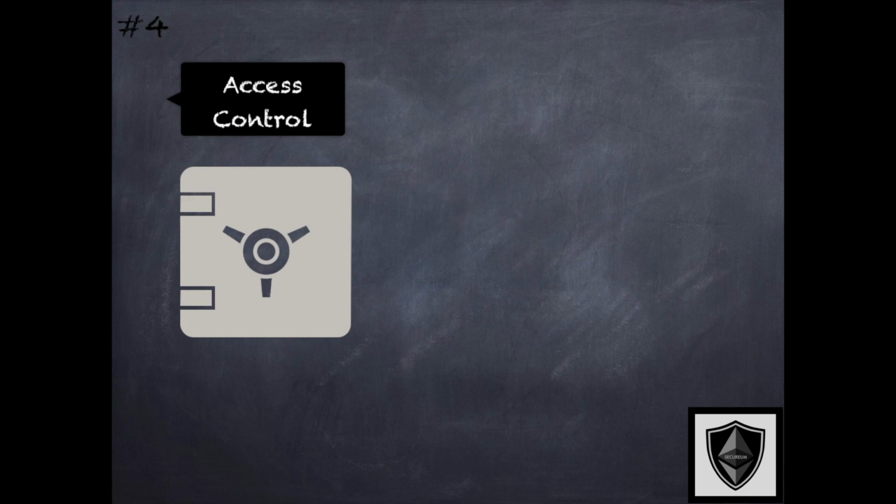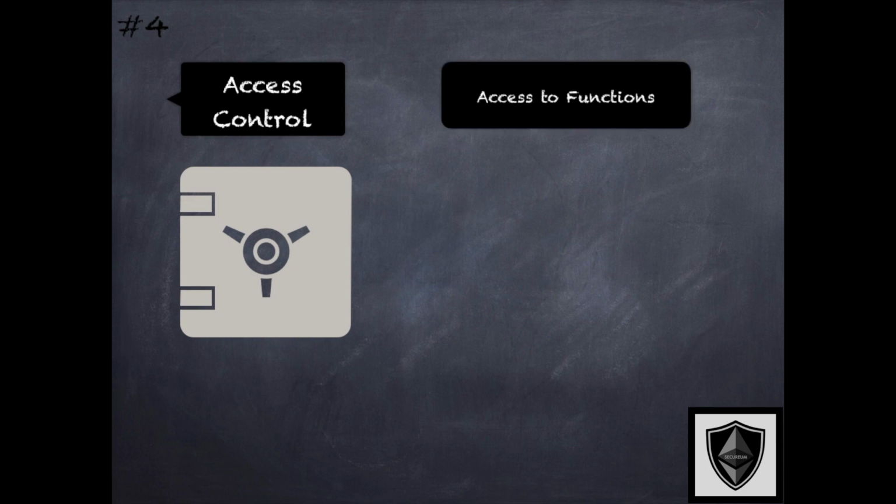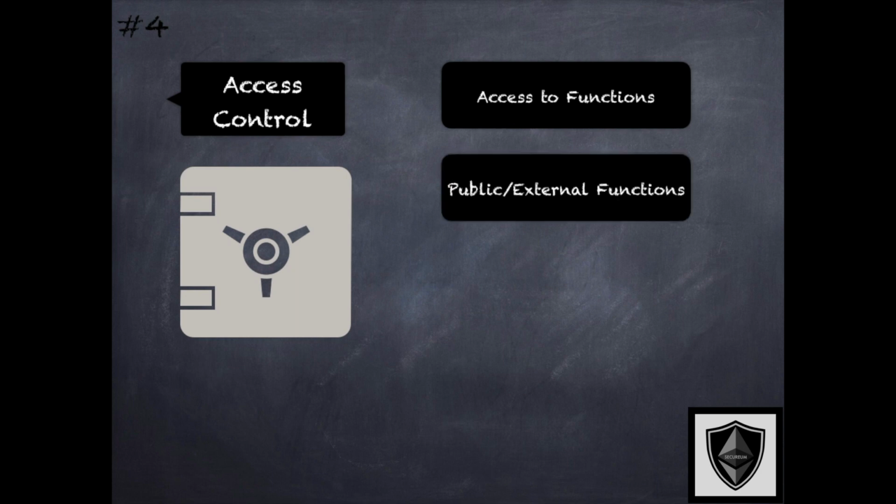Access control is perhaps the most significant and fundamental aspect of security. And when it comes to smart contracts, what it means is access to functions. Recall that functions can have different visibility, and public and external functions are those that can be called by any user interacting with the smart contracts.